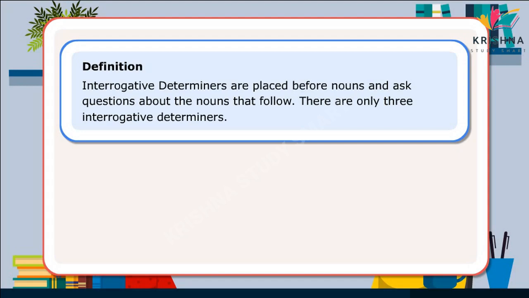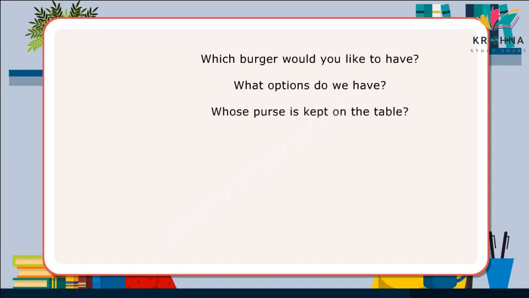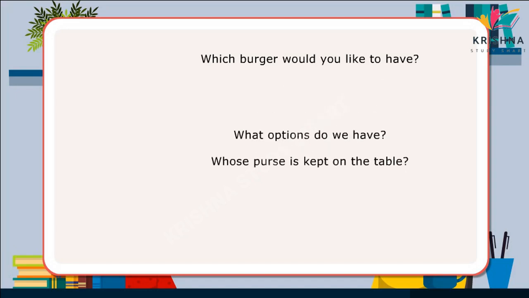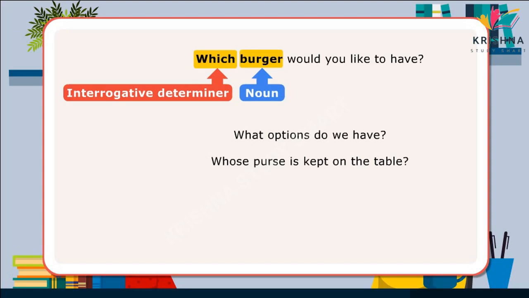Let us look at a few sentences. Which burger would you like to have? What options do we have? Whose purse is kept on the table? In the first sentence, which is an interrogative determiner since it asks something about the noun burger that follows.